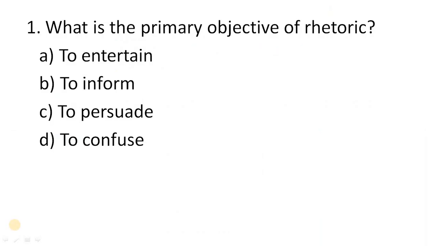First question: what is the primary objective of rhetoric? A. To entertain. B. To inform. C. To persuade. D. To confuse. And the correct answer is option C, to persuade.